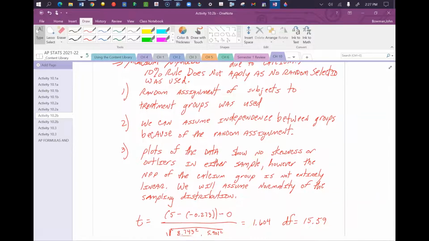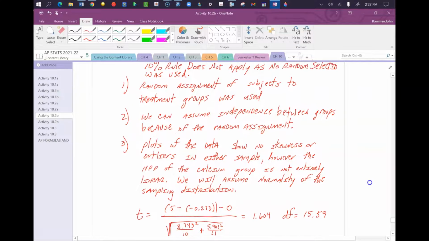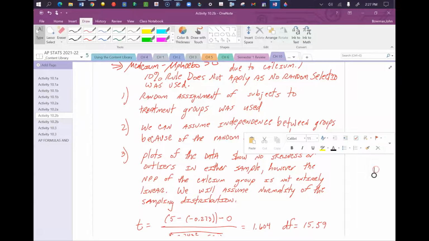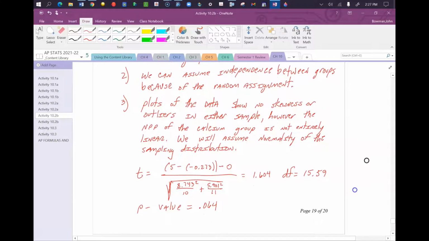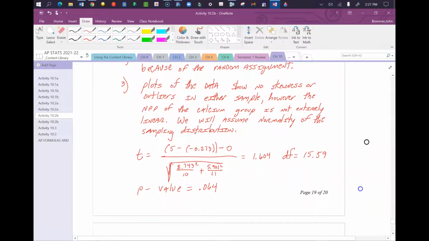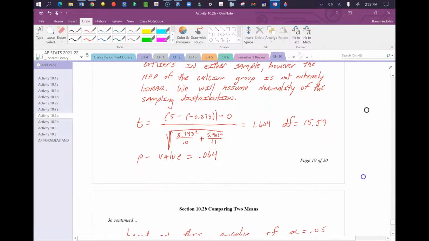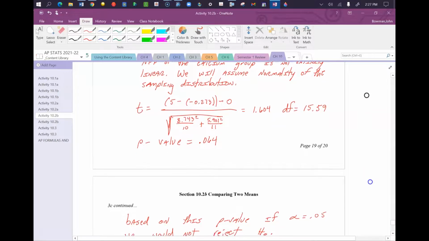So let's talk about meeting the conditions. Random assignment of the subjects to treatment groups was used, so we have met the random condition. We can assume independence between the groups because of the random assignment. I believe we can also assume independence within the groups because of the random assignment. And if you plot both sets of data, there's no skewness or outliers in either sample. However, the normal probability plot of the calcium group is not entirely linear. So for the sake of the problem, we are going to assume the normality of the sampling distribution.